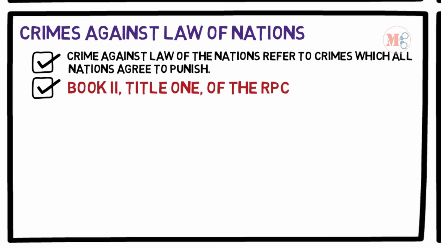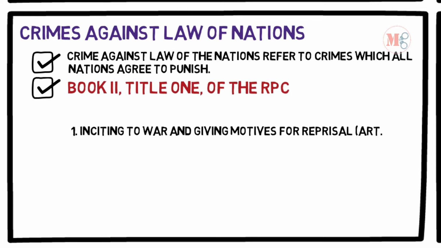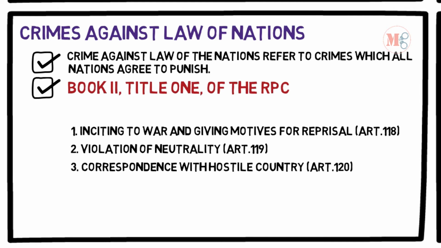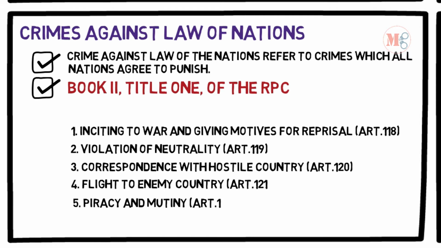Crimes against the law of nations include 1. Inciting to war and giving motives for reprisal, 2. Violation of neutrality, 3. Correspondence with hostile country, 4. Flight to enemy country, 5. Piracy and mutiny, and 6. Qualified piracy and mutiny. I will discuss each crime in a separate video.